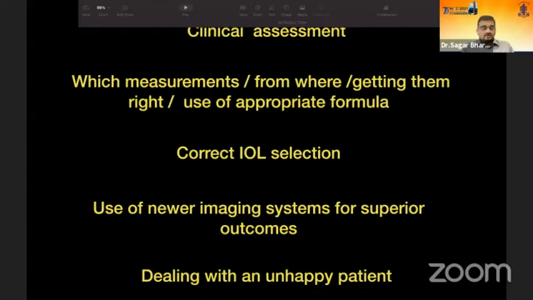And when we talk about premium IOL practice, these are the things that we need to look into. So first comes the clinical assessment. Then once we are done with that, then the measurements, getting it right using appropriate formula. Then you come to what exactly is the IOL that you're going to implant for these patients. And then you can also use newer imaging systems, which will bring in superior outcomes. And ultimately, if at all doing all these things, still patients are unhappy, we need to deal with them. So this is the brief outline of the course.